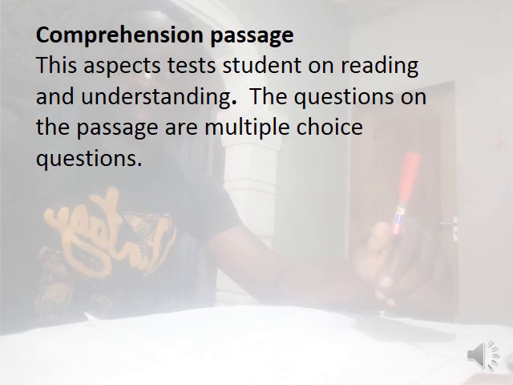Now, to start with, the comprehension passage. This aspect tests the student on reading and understanding. The questions on this passage are multiple choice questions. You are going to have two passages which you are expected to read and understand, and that is the whole essence of the test on comprehension. The word comprehension means to understand. So you need to read and understand. It is the way you answer your questions that will be used to determine if you have truly read and understood.